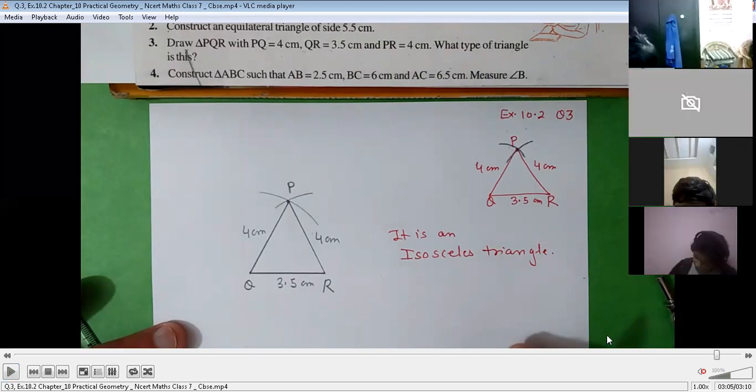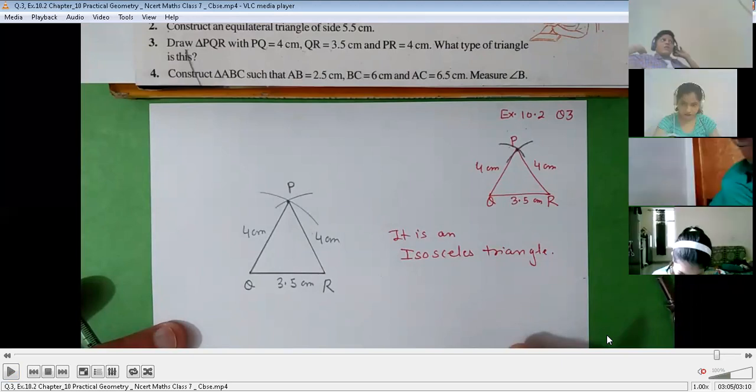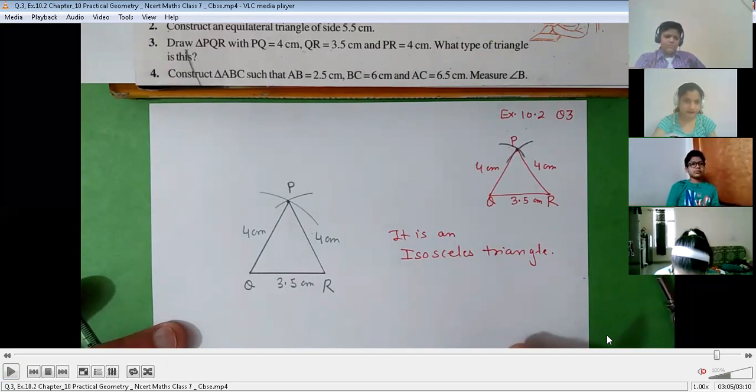Very good. Mukul, can you tell me the third step? Ma'am, with the center and radius... You have to tell the radius also, Mukul. With R as center and radius, how much? 4 centimeters. Yes, 4 centimeters. Draw another arc to cut the previous arc at P. Very good.